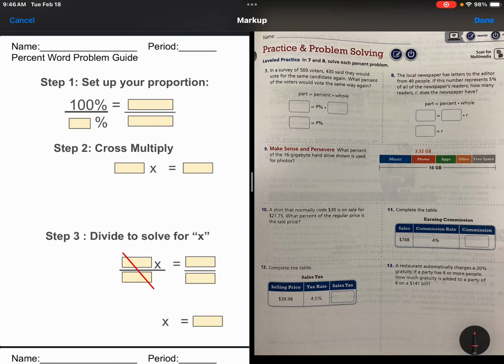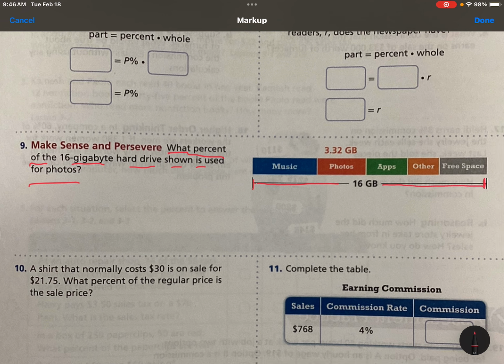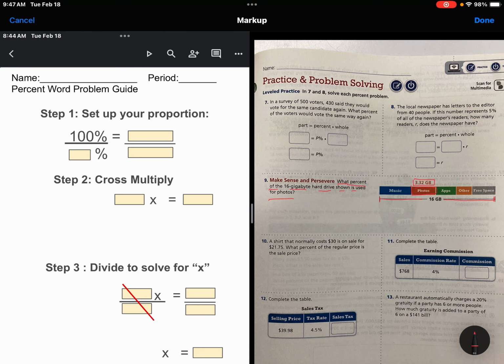Okay, so now going over question number 9 over here. It says make sense and persevere. What percent of the 16 gigabyte hard drive shown is used for photos? Okay, so we're given a little visual here. We have a 16 gigabyte memory card, or just memory in your cell phone, and out of those 16 gigs, the user uses 3.32 on just photos. So what percentage of 16 will be the 3.32 that they use for photos?